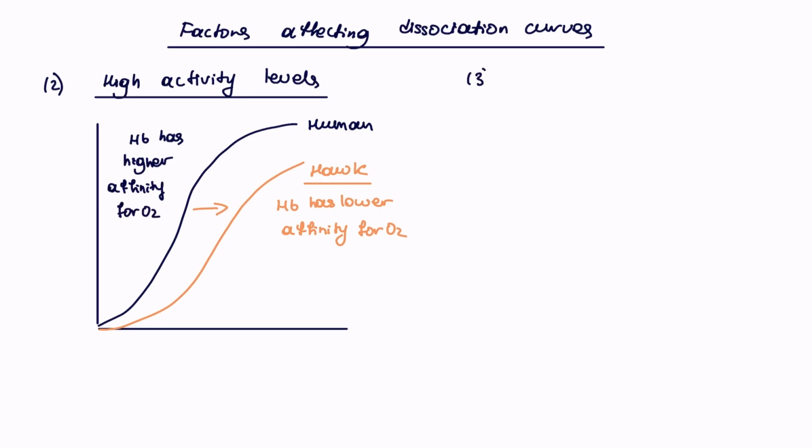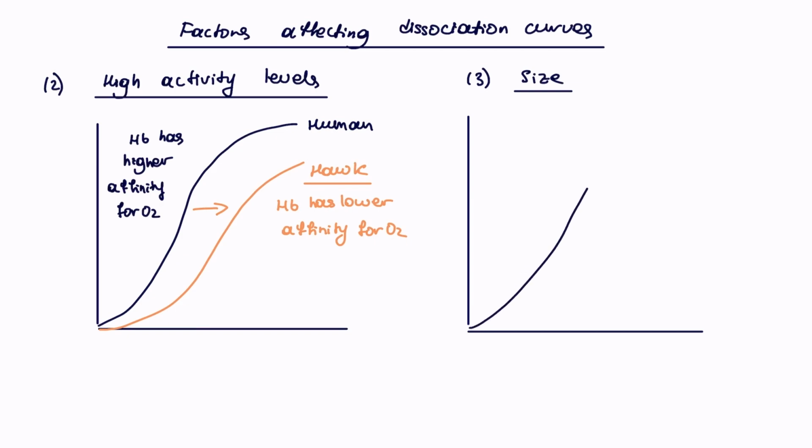Third factor that can affect the dissociation curve is the size, in particular the surface area to volume ratio. So what I want you to do is draw a graph and draw 2 dissociation curves for human versus mouse. Pause the video and ask yourself, how does the hemoglobin's affinity for oxygen change with the size versus human and mouse? Again, quite a common exam question, and this is the way to answer it.